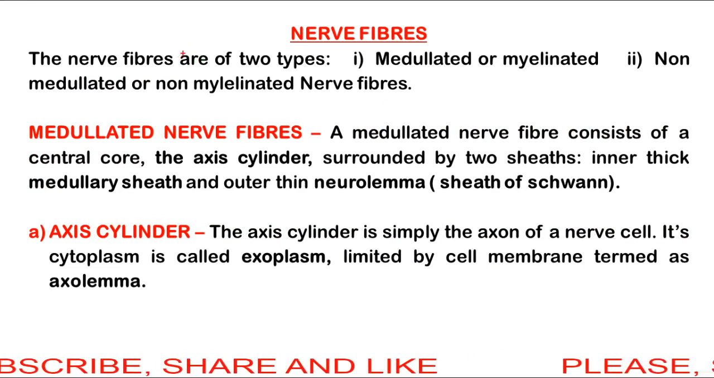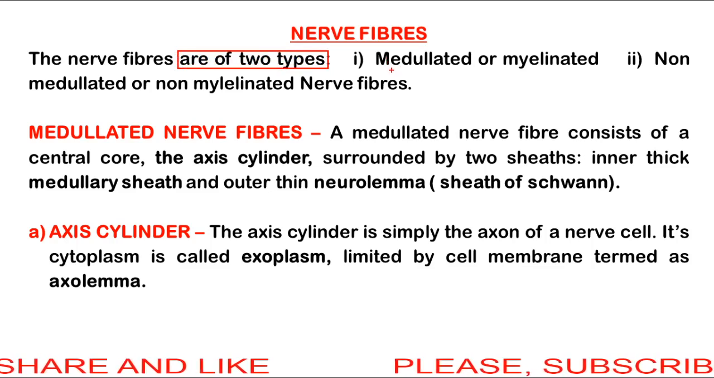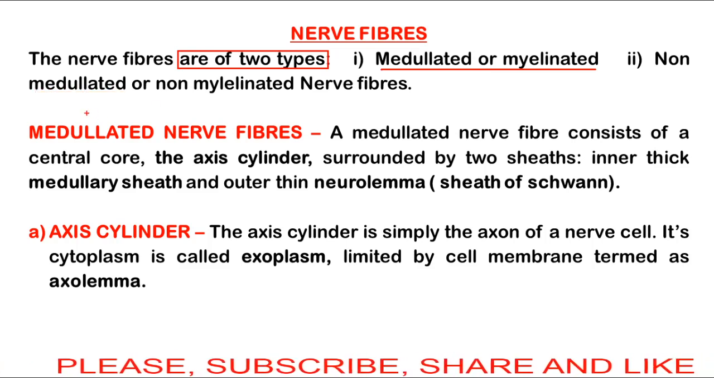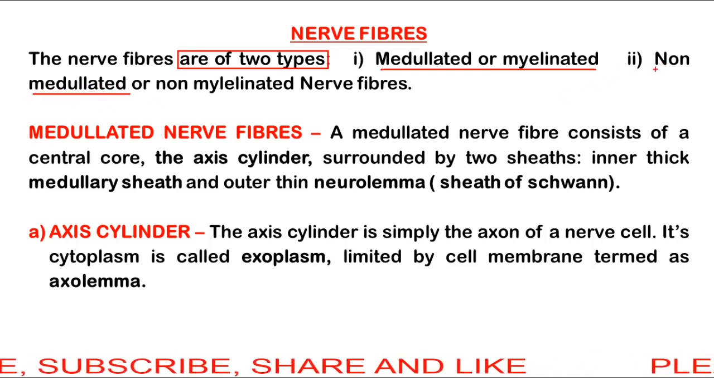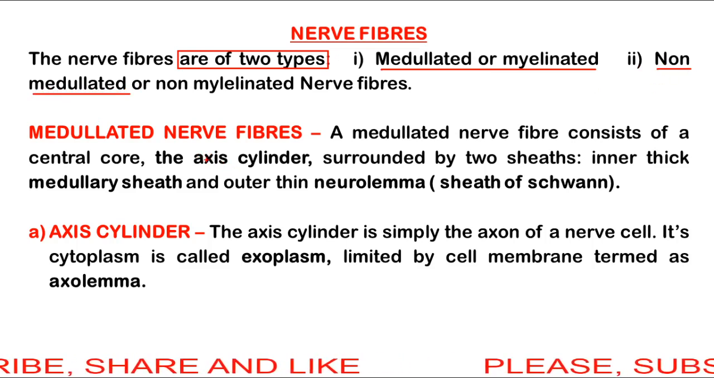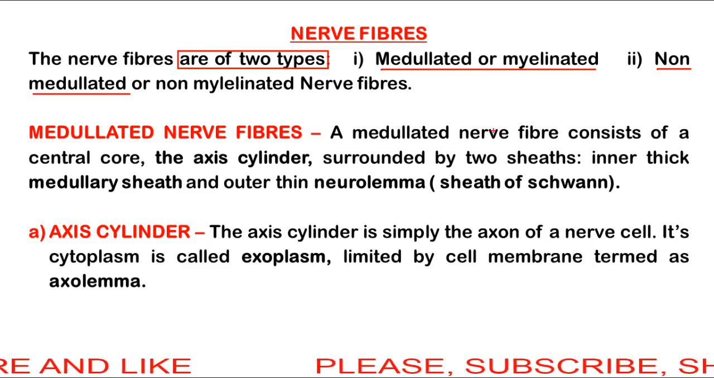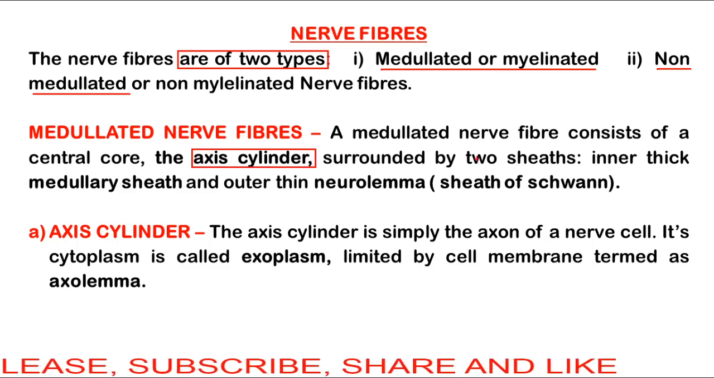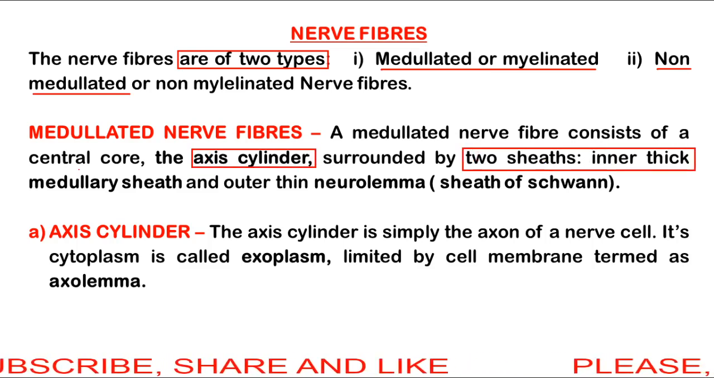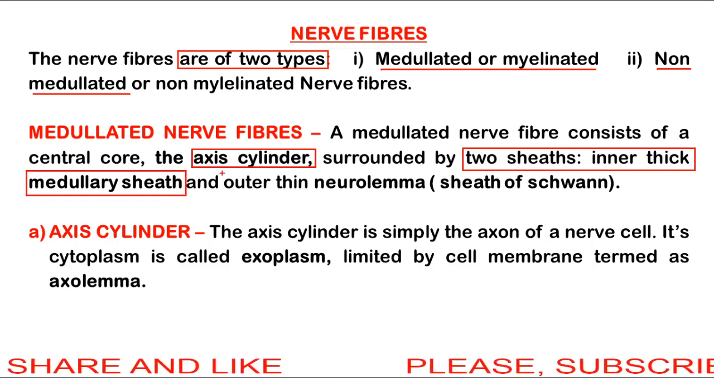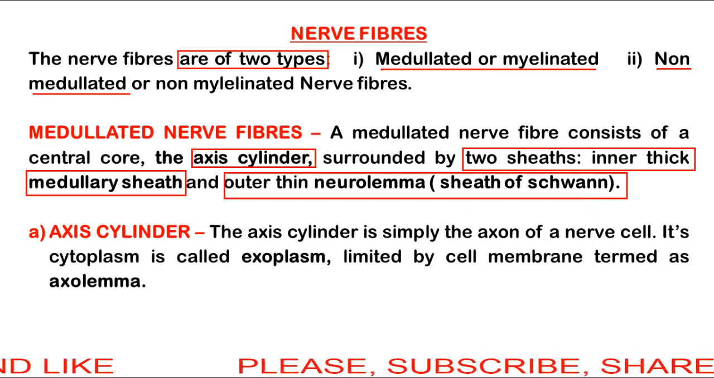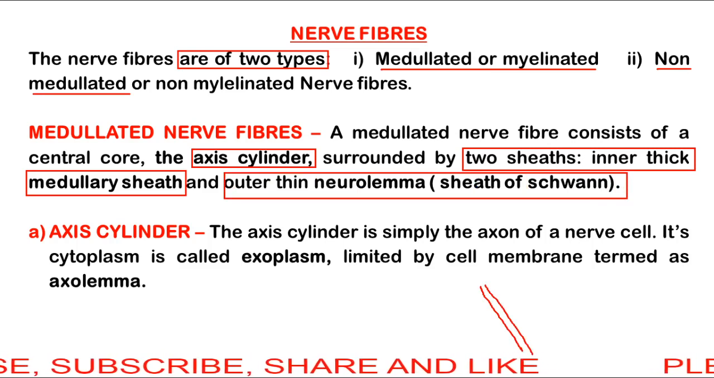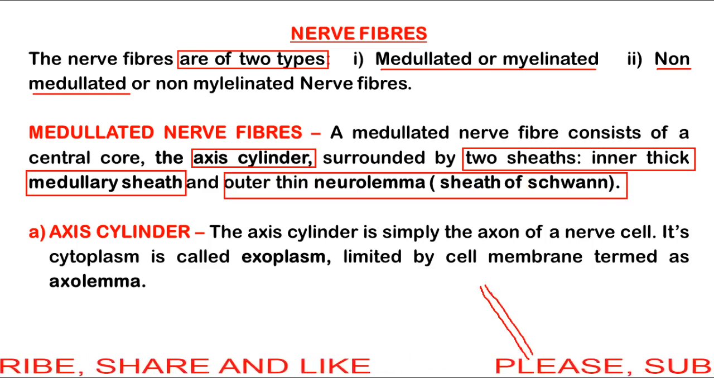Nerve fibers are of two types: medullated nerve fibers or non-medullated nerve fibers. First, we'll discuss the medullated nerve fiber. A medullated nerve fiber consists of a central core, the axial cylinder, surrounded by two sheaths: an inner thick medullary sheath and an outer thin neurolemma or sheath of Schwann. Suppose this is the axon which arises from the cell body. It is surrounded by two layers.